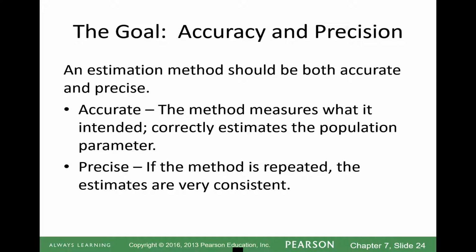An estimation method should both be accurate and precise. Accurate: the method measures what it was intended to, correctly estimating the population parameter. Precise: if it's repeated, the estimates are very consistent.